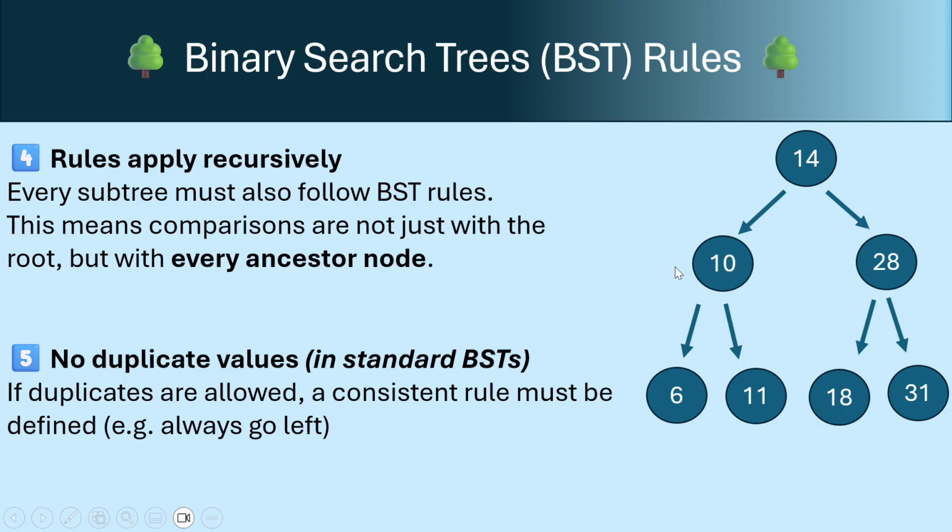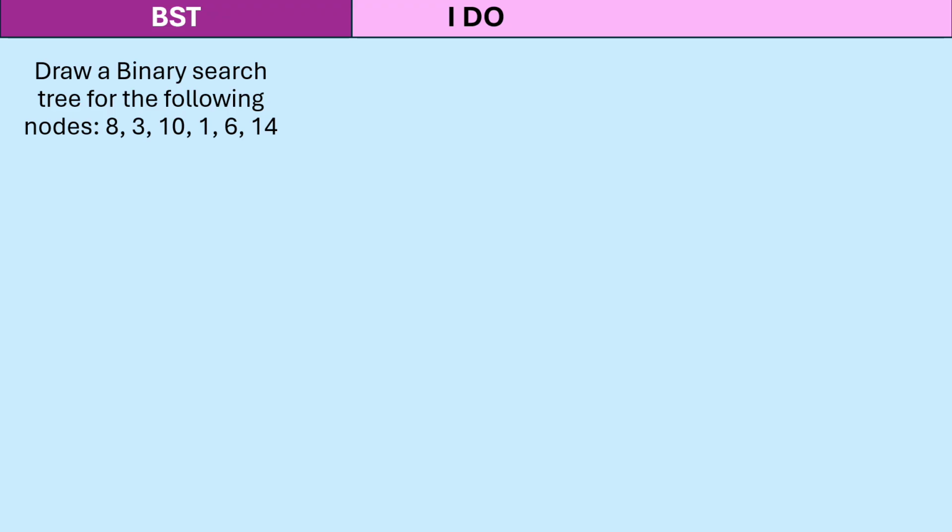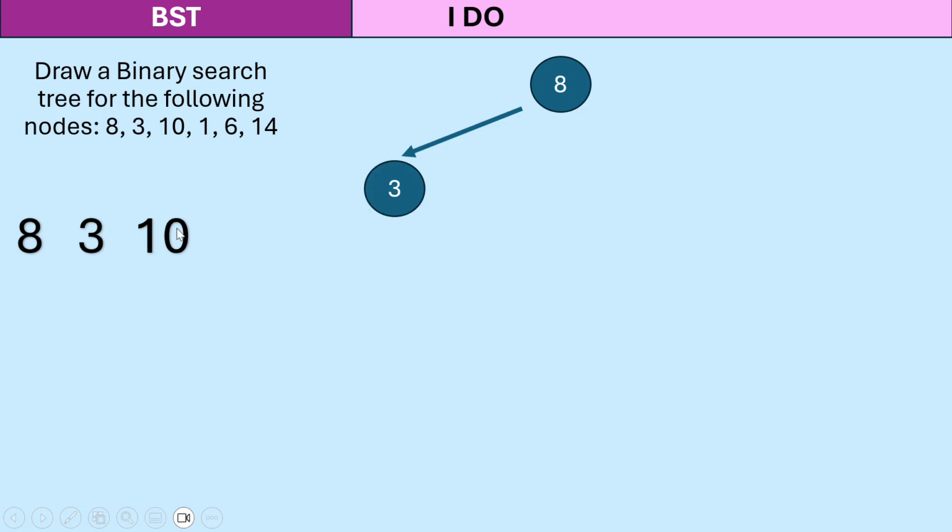Now let's have a go at an example of how to draw a binary search tree. So I want to have a binary search tree that has the following nodes: 8, 3, 10, 1, 6, and 14. So the first one is 8, and that is going to be the root. Now 3 is less than 8, so it's going to go on the left side. 10 is bigger than 8, so it's going to go on the right side.